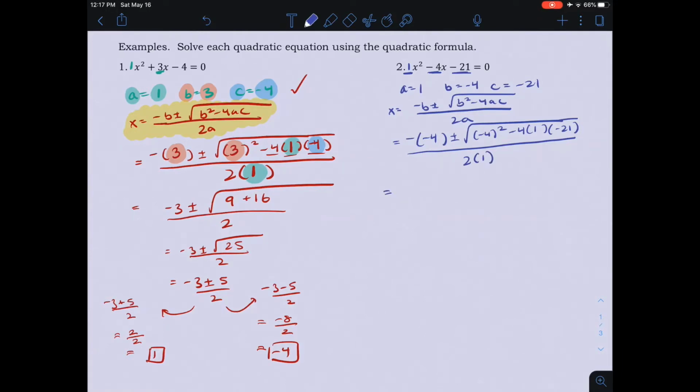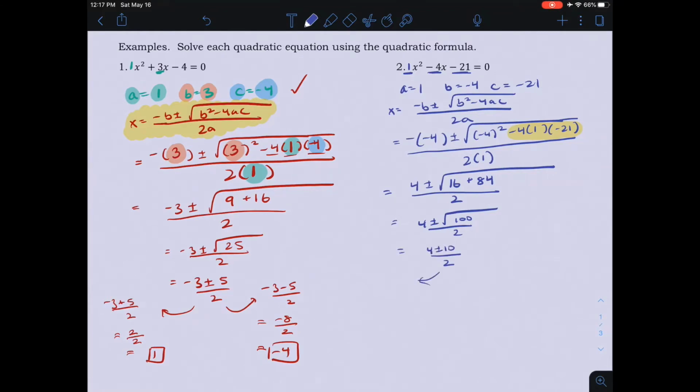Now from here, we're going to simplify, right? I have negative 4, which if you remember, it's just positive 4, plus or minus square root of, here I have negative 4 squared, which is 16. And then here I have plus 84. And the reason why I got plus 84 is because a negative 4 times a positive 1 times a negative 21 is just a positive number in the end. On the bottom, 2 times 1 is just 2. From here, you would just combine what's inside the square root, right? 16 plus 84 is 100. And the nice thing is, I know what square root of 100 is. That would just be 10.